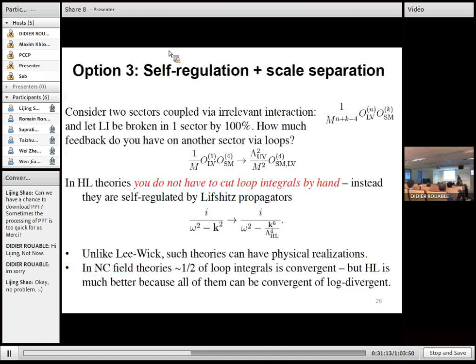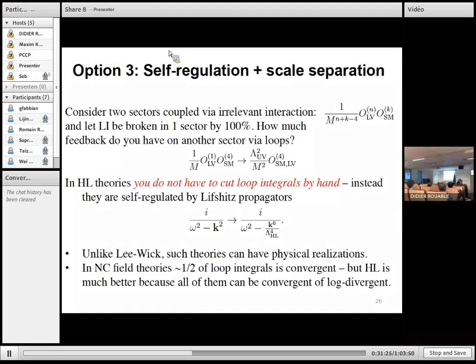All right, so option 3, very interesting. Suppose you have a standard model sector coupled to some other sector. Doesn't matter what. It could be axions, gravity, and so on. But through what one would call irrelevant operators, or interactions that are 1 over big M suppressed. And let's say we break Lorentz symmetry in one sector, and we want to study how it actually penetrates into the standard model. But again, of course, we should be employing our apparatus of field theory and study it not just at the tree level, but at the loop level.